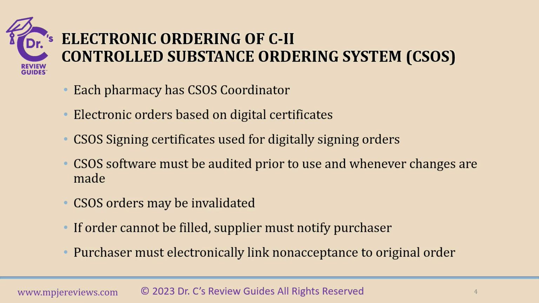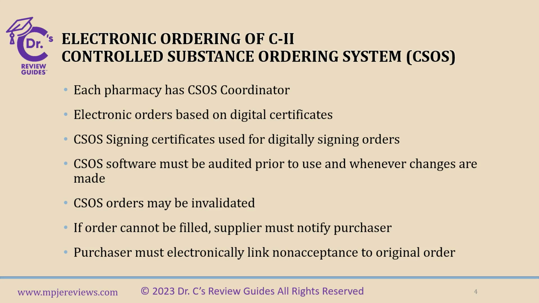These electronic Schedule II orders can be rejected for any reason, and some of the reasons are listed for you on page 71, and that would invalidate the order. If the order cannot be filled for any reason whatsoever, the supplier has to notify the purchaser and provide a statement as to the reason why the order was not accepted. No matter the reason that the order was rejected, the order can no longer be filled. It becomes invalidated, and you can't fix whatever the problem was and try to resubmit that order.